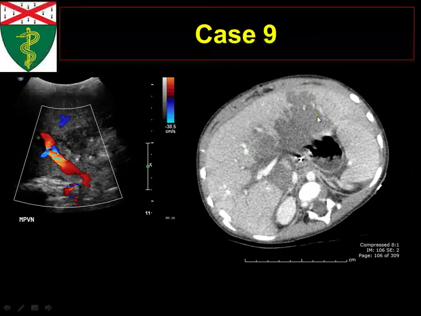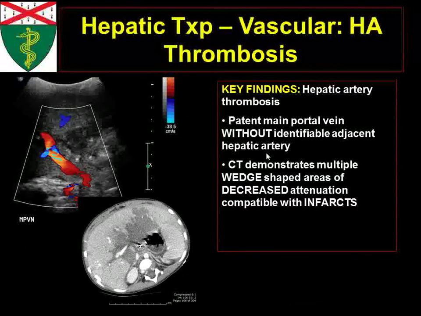So these are areas of ischemia, infarcts in the liver, and it's hard to show this. This is the main portal vein over here, but if you follow this, the celiac artery coming off, there's actually no hepatic artery that we could detect. So this is hepatic artery thrombosis, and that's a devastating complication. All right. You want to tell us a little bit why it's a really worrisome complication?